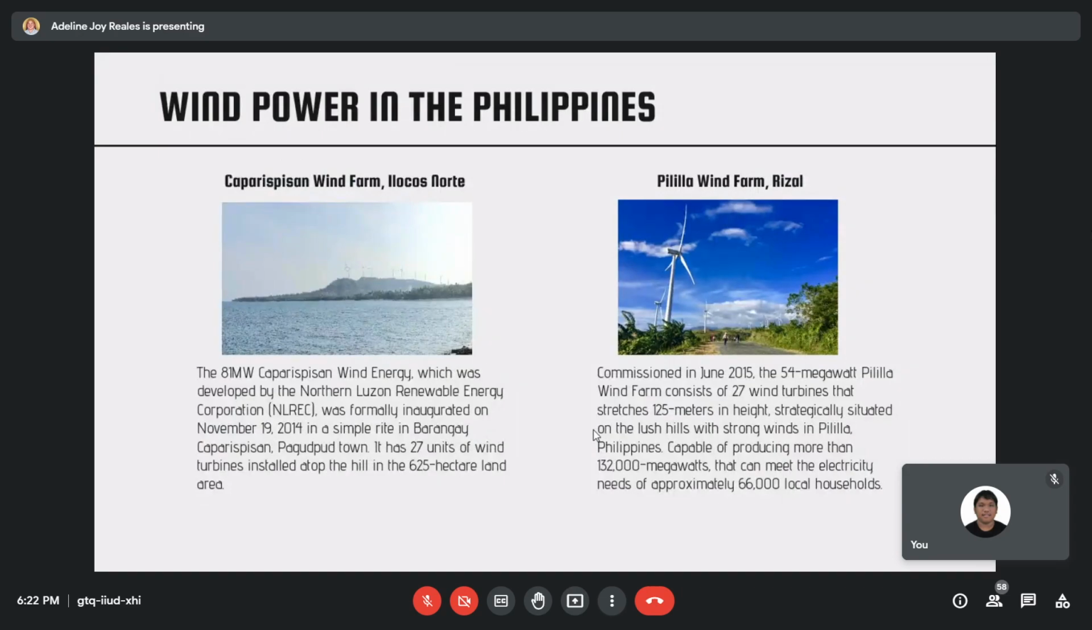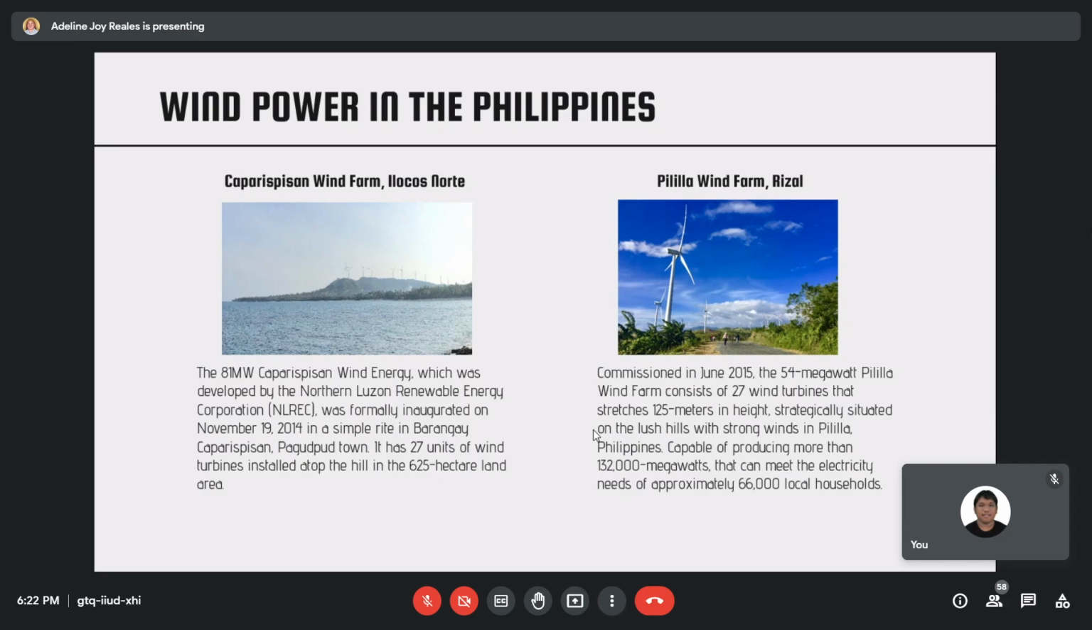Caparispisan Wind Farm in Ilocos Norte. The 81 megawatts Caparispisan Wind Energy, which was developed by the Northern Luzon Renewable Energy Corporation, was formally inaugurated on November 19, 2014. It has 27 units of wind turbines installed atop the hill in the 625-hectare land area.